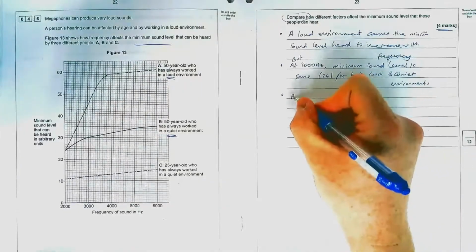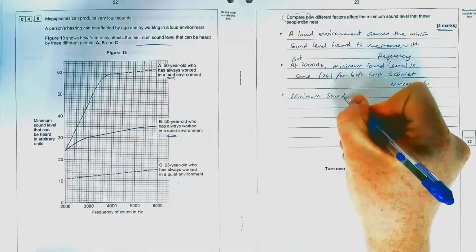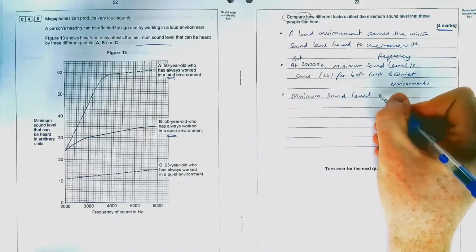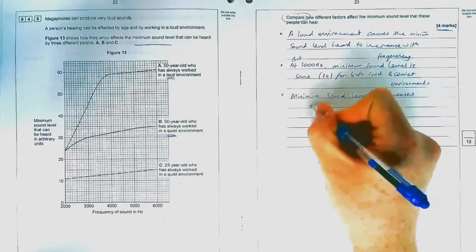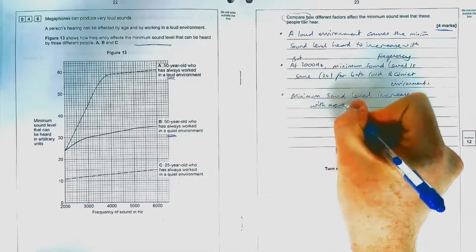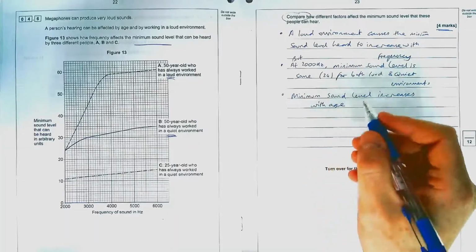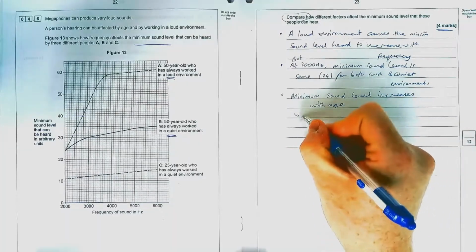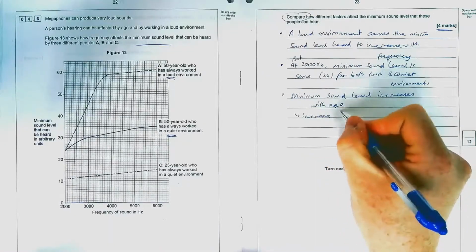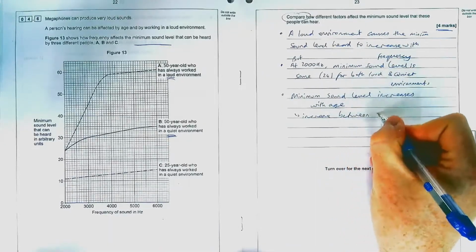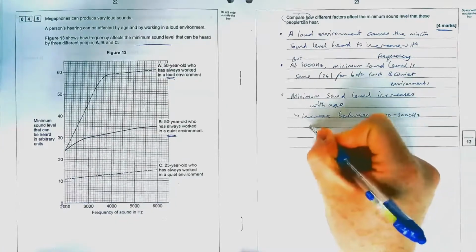Okay, and you could even put a bit more detail here. So you could say, e.g., the increase between 2000 and 3000 Hertz is larger with the 50-year-old than the 25-year-old. Something like that. So, for example, this part of the graph, all right, so there's a big increase there, not much of an increase here. Now, I'll be honest, that's pretty much enough for 4 marks, okay?